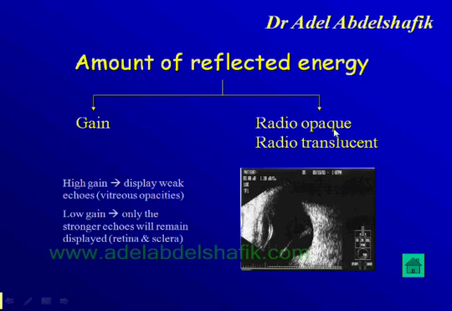The other thing is the material itself, the surface we are receiving from. Does it reflect sound more or not? If you get something like a foreign body, it will reflect sound more and more, while other structures will reflect sound less and less. So the amount of reflection coming to me depends on the nature of the surface I'm examining, and also the amount of sound I'm sending.